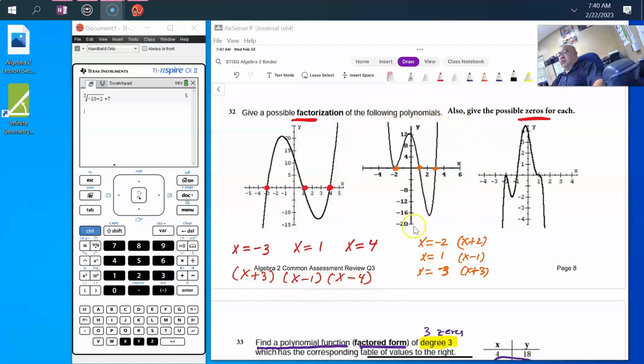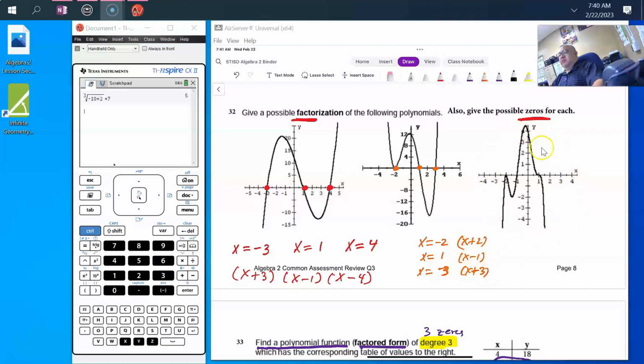And if you want to do this one here, here's our polynomial. We have x equals negative 2, x equals 1, x equals 3. I know it looks like a negative 3, but it's 3. And then you want it in factored form. So you're going to add 2 to both sides. So you have x plus 2, x minus 1, and x minus 3.